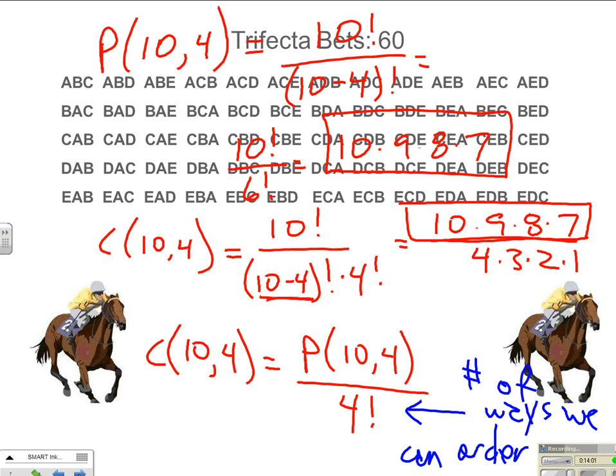So I hope that's helpful to you. There's our list of trifecta bets if you want to go through that. Certainly something that might be worth revisiting. It's a really important concept to understand the difference between combinations and permutations.